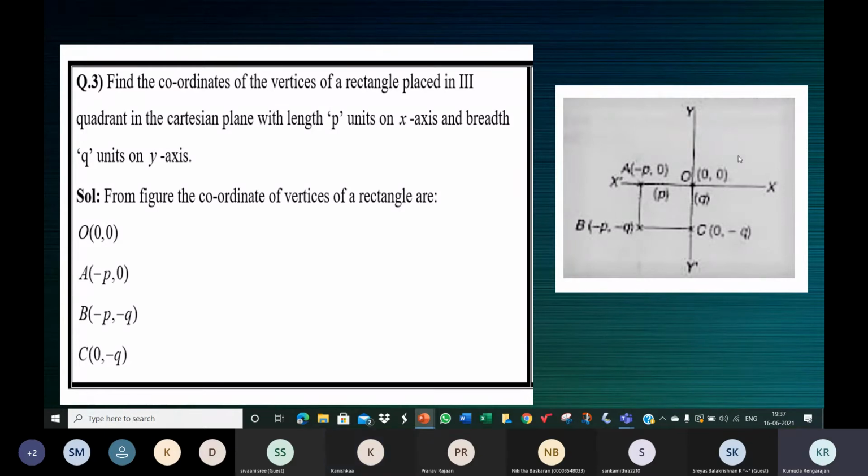All right, children, let's see the answer here. It's given that the rectangle is placed in the third quadrant. So you can see it here. It's placed in the third quadrant.